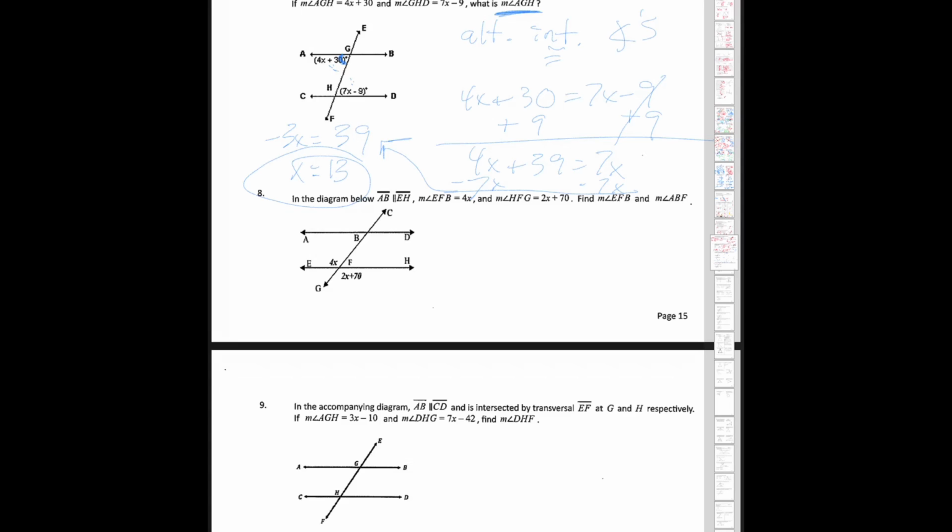Now, again, it's important that you don't forget to plug this back into what we're looking for. So we're looking for AGH. So this angle here. So I do my 4 times 13, and that's plus 30. So 4 times 13 is 52. Plus 30, I get 82 degrees as my answer.